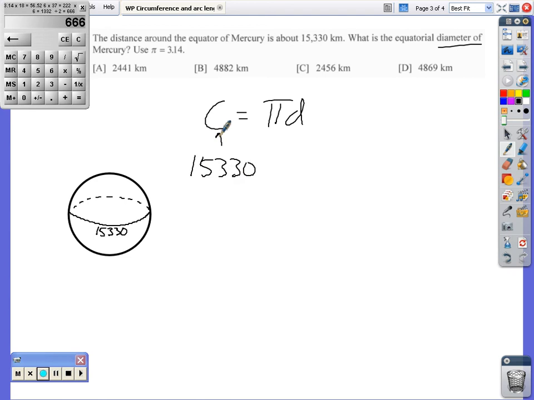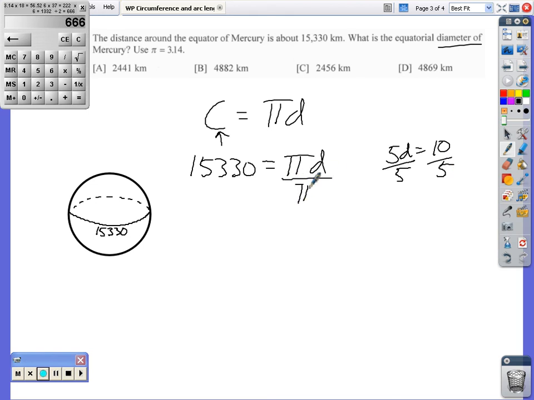15,330, that was the circumference, equals pi times d. I don't know d. They want to know d. So I've got to solve this for d. If this had been 5d equals 10 or something, you want to solve for d, you would divide by 5 on both sides. Well, here it's not 5 times d, it's pi times d.